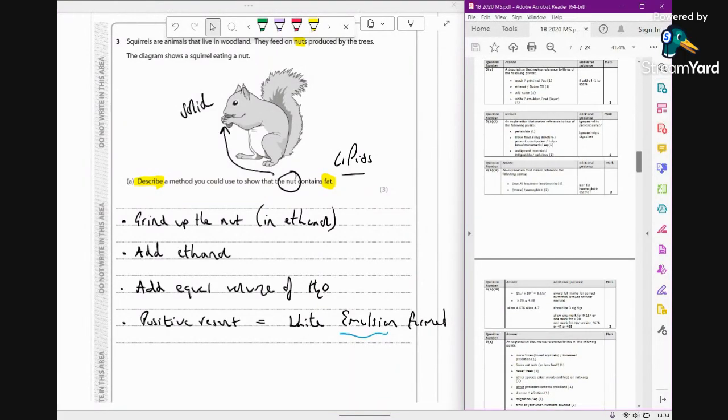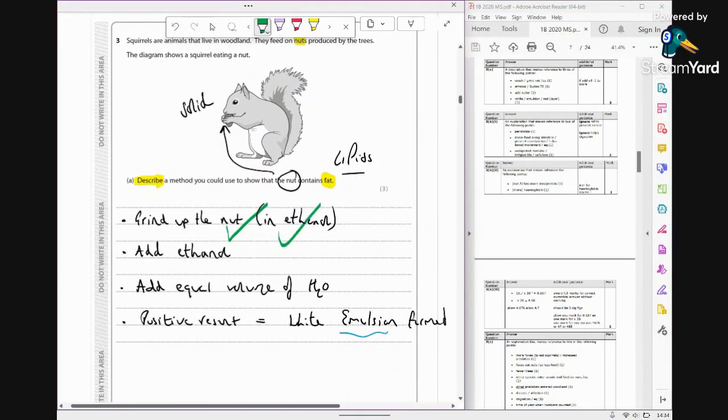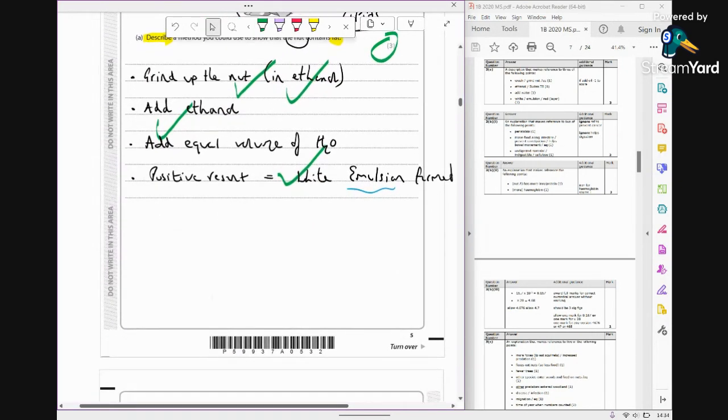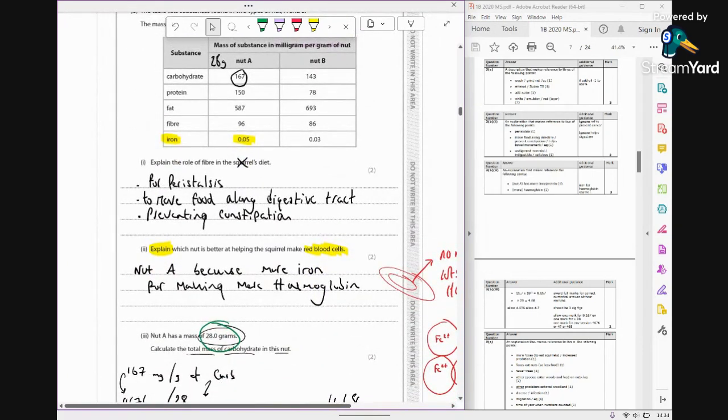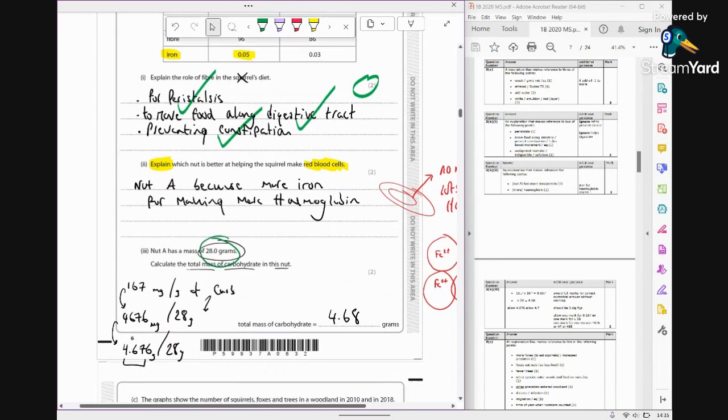So crush or grind the nuts. Yeah. Add ethanol. Yeah. Add water. Yes. And emulsion formed. Yes. So easy, 3 marks there. So 4 marks out of 3. Nice. Explain the role of fiber. So peristalsis, moving food along the intestine. Yeah, digestive tract. Right, 2 marks there. Nice. Prevents constipation is also on the mark scheme, so that's good.